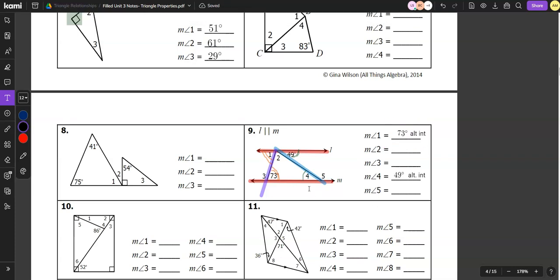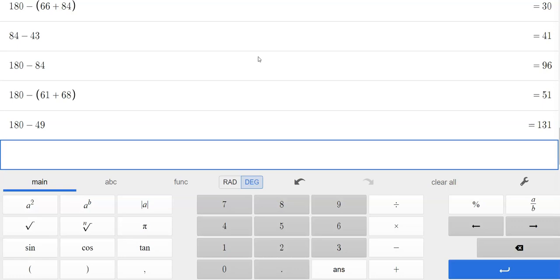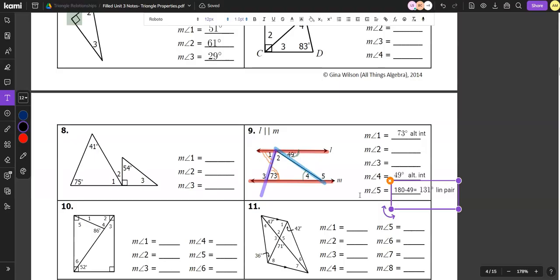So now we have enough information, easy enough to do 2, 3, and 4. Or 2, 3, and 5, sorry. I personally would want to do 5 first because it's easy. It's a linear pair with angle 4. So it is 180 minus the 49 degrees. And that gives us 131. And you can just put a note if you want, linear pair. We can do the same thing with angle 3. 180 minus 73. Again, that's a linear pair, which gives us a measure of 107 degrees.